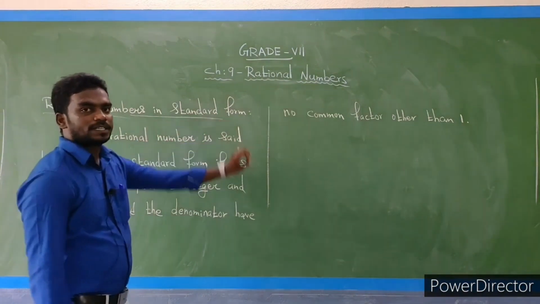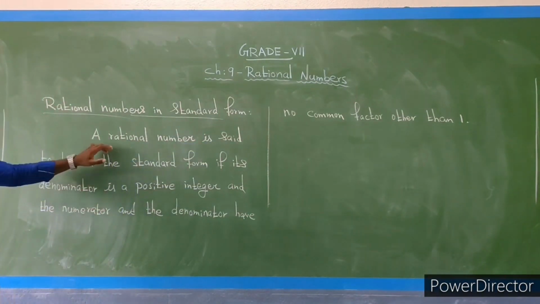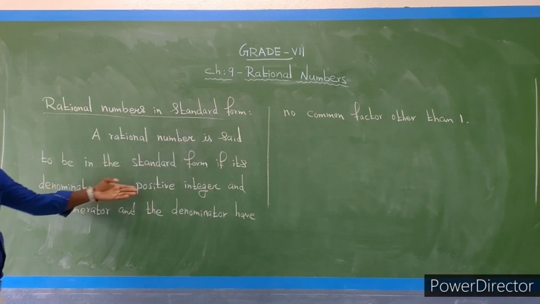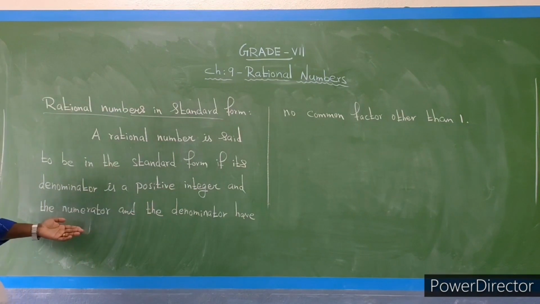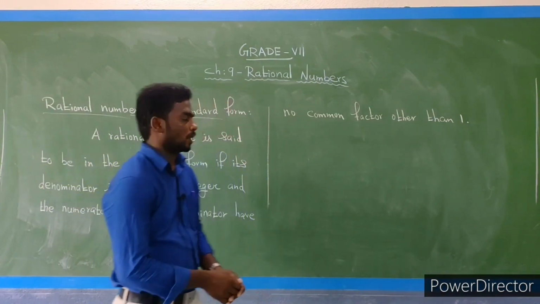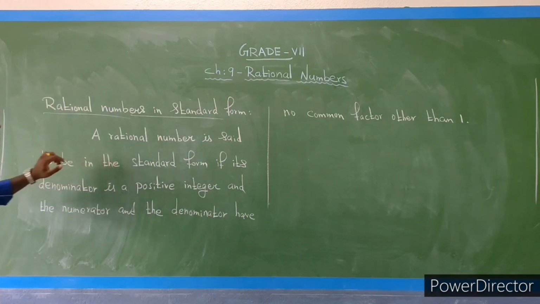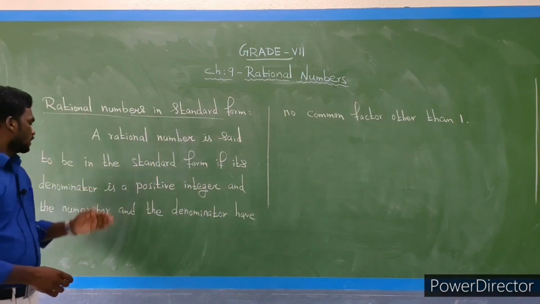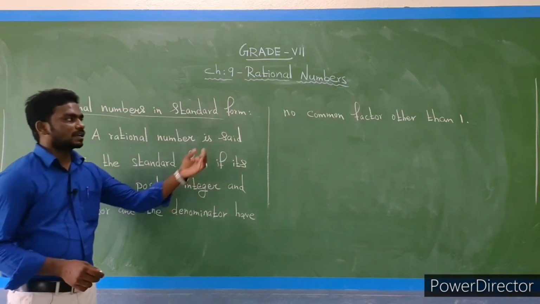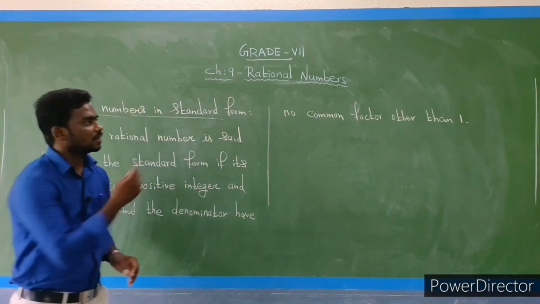Next, rational numbers in standard form. A rational number is said to be in the standard form if its denominator is a positive integer and the numerator and the denominator have no common factor other than 1.